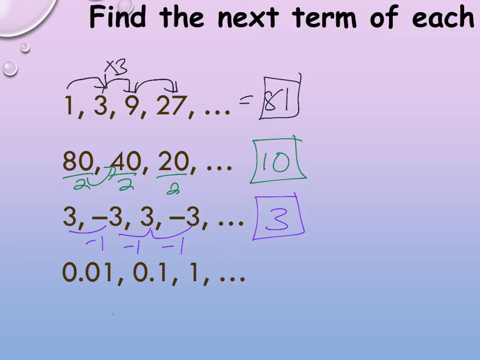Okay, now this one, harder to see that I'm multiplying it by 10. A lot of times, with decimals, it's easier if you write them as a fraction. So that's 1/100th, 1/10th, 1/1, etc. Okay, so we're multiplying the whole number by 10 each time. So 1 times 10 is 10 would be the next number.